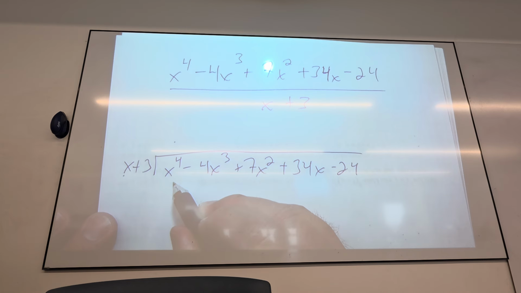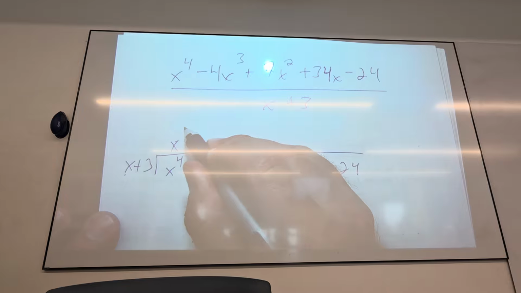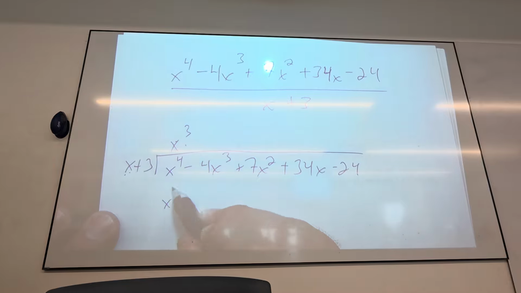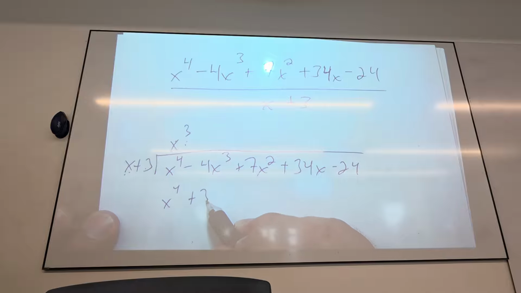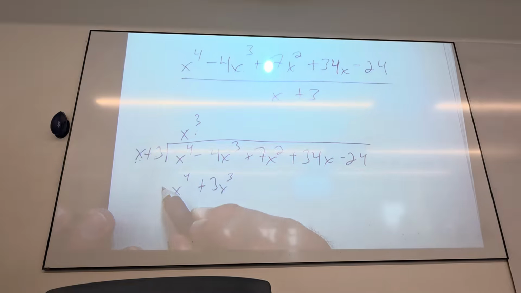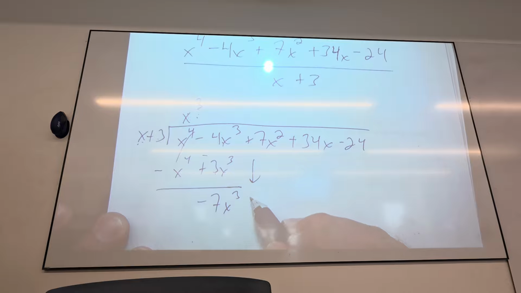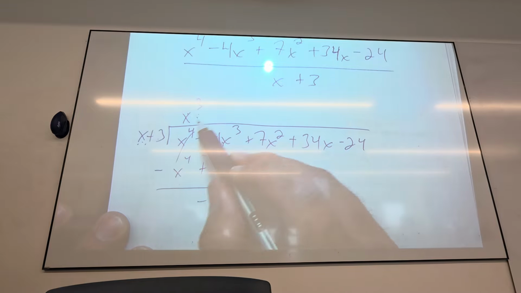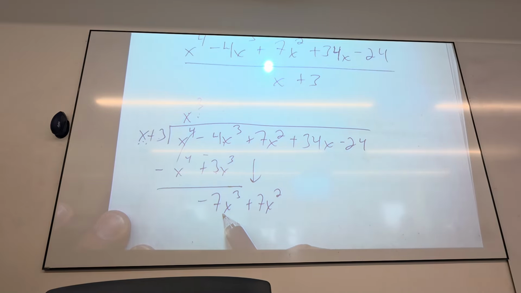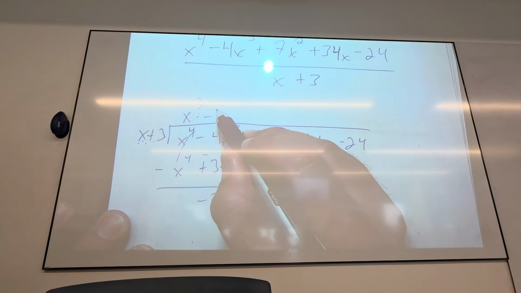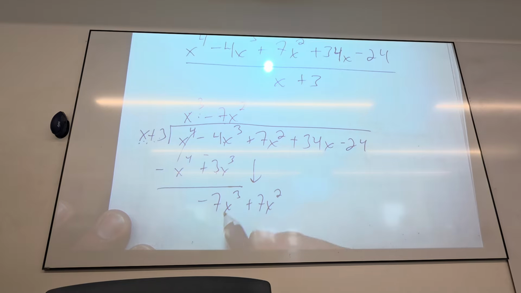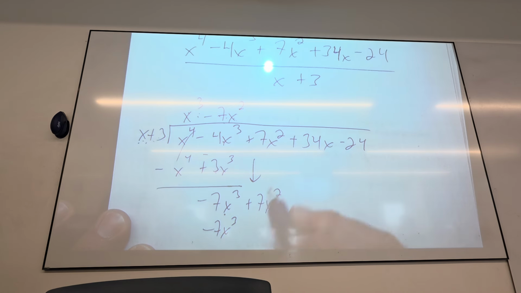X times what is x to the 4th? X cubed. X cubed times x is x to the 4th. X cubed times 3 is 3x cubed. And then I change the signs. These cancel. -4 minus 3 is -7. Bring down the 7. X times what is -7x cubed? You need -7 and 2 more x's. So you get -7x cubed minus 21x squared.